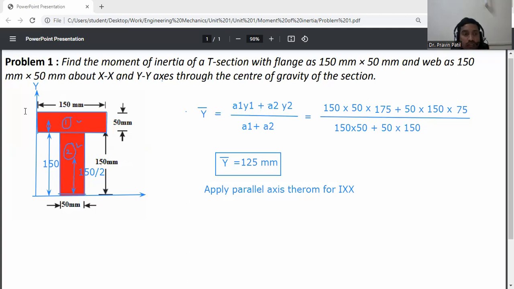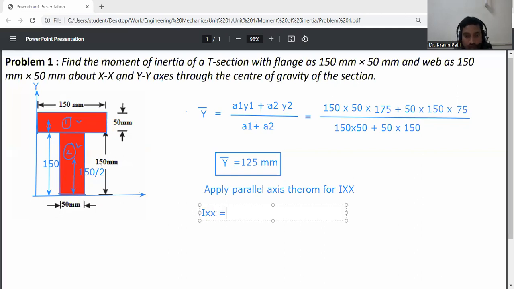When you fold this one, it is a T section about the x-axis. If you fold from this center, it will not overlap each other. So that's why we need to apply parallel axis theorem. Now what is this parallel axis theorem?